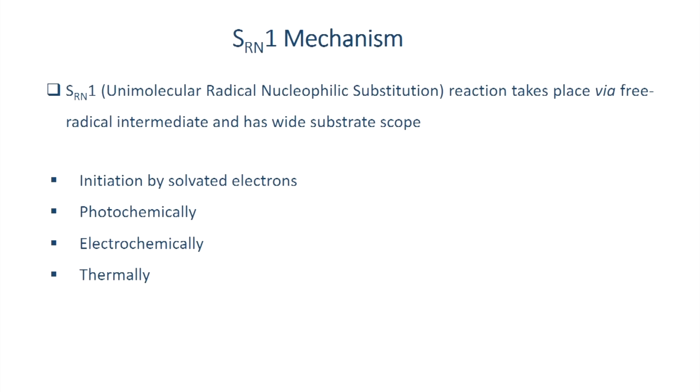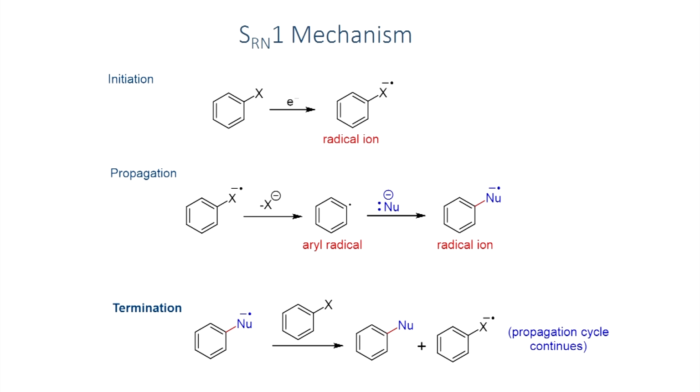The next reaction is the involvement of a radical anion. You can see here, and this reaction can be facilitated by solvated electrons. You can also carry out the reaction in the presence of light. You can also perform this reaction electrochemically as well as by heating. The general mechanism of this transformation is shown here.